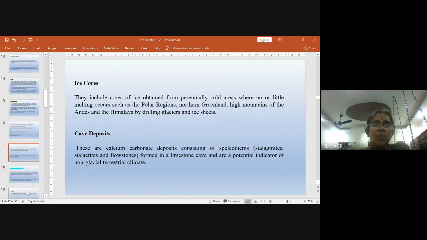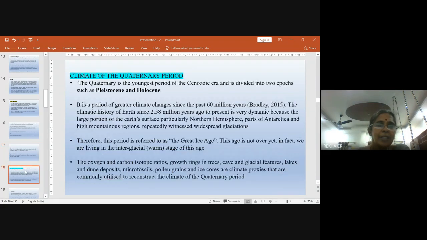And ice cores. So they include the cores of ice obtained from perennially cold areas where no or little melting occurs, such as polar regions, Greenland, high mountains of the Andes, Himalayas, etc. And the cave deposits. So the cave deposits contain calcium carbonate deposits consisting of speleothems, which are formed in the limestone cave, and they are potential indicators of non-glacial terrestrial climate.